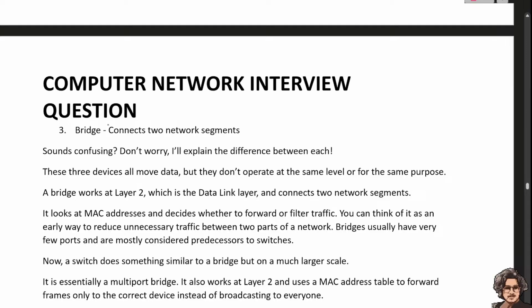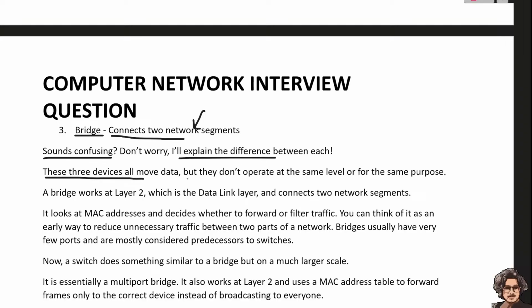When we talk about a bridge, a bridge connects two different network segments. It may sound confusing, but don't worry, I will explain the difference between them. These three devices move data, but they don't operate at the same level or for the same purpose. A bridge works at layer 2, which is the data link layer, and connects two network segments.